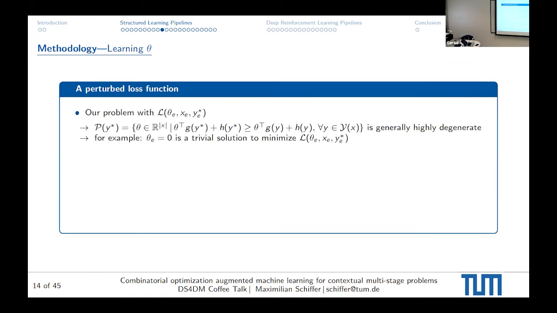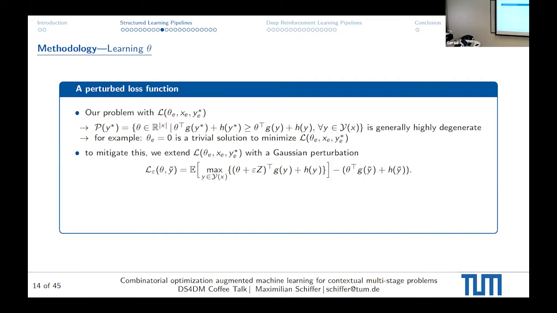So the problem with this loss function is that if you think about the polyhedron over y, then we get something that is generally very degenerate, right? So a trivial solution for that loss function on the last slide would be setting theta to 0. You dispatch 0 requests, you have 0 costs, so you have a 0 loss, but it's pretty much not what you want to reach, right?